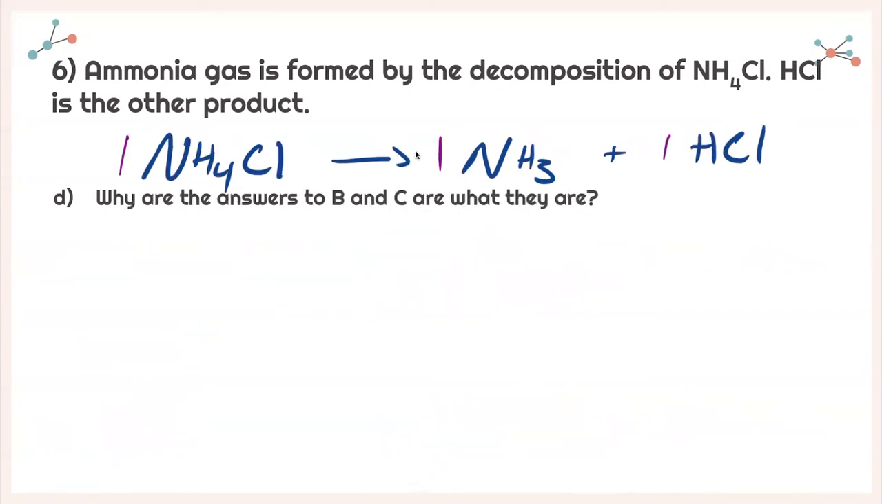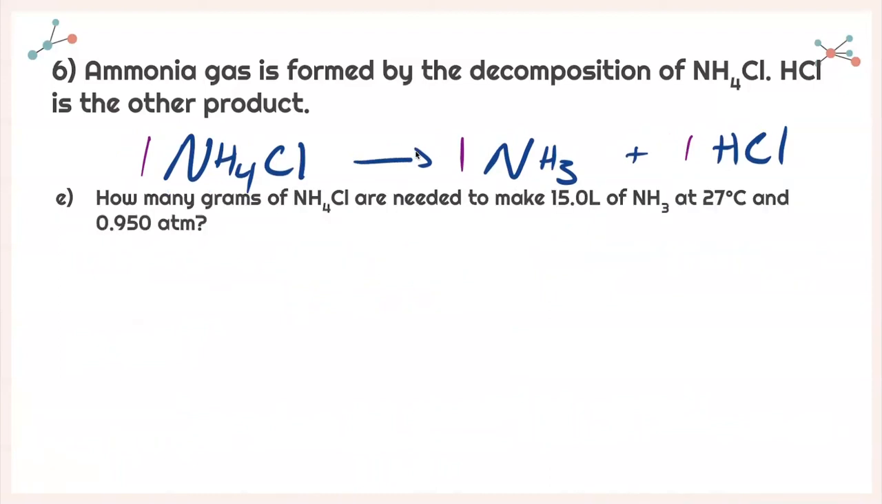D asks, well, why are the answers for B and C what they are? And if you notice, we got the same answer for part B and part C. Why is that? Because of our mole ratios. Our balanced chemical equation tells us how many moles of each reactant and product we have. If we know the volume of one, then we can just use our ratios to predict the volume our reactant or our product will have. You don't always have to use all of these long equations. Use your ratios to help save you some time.